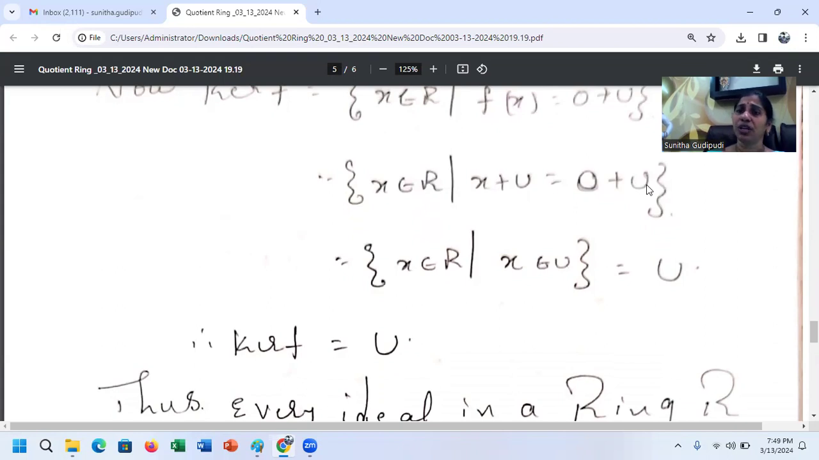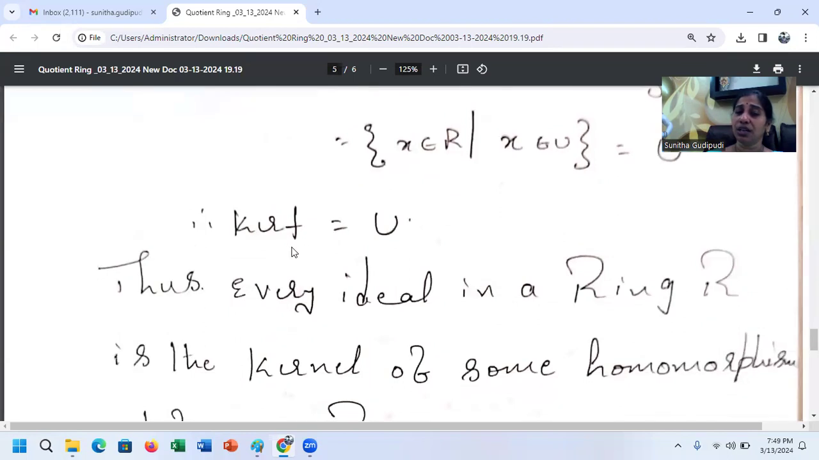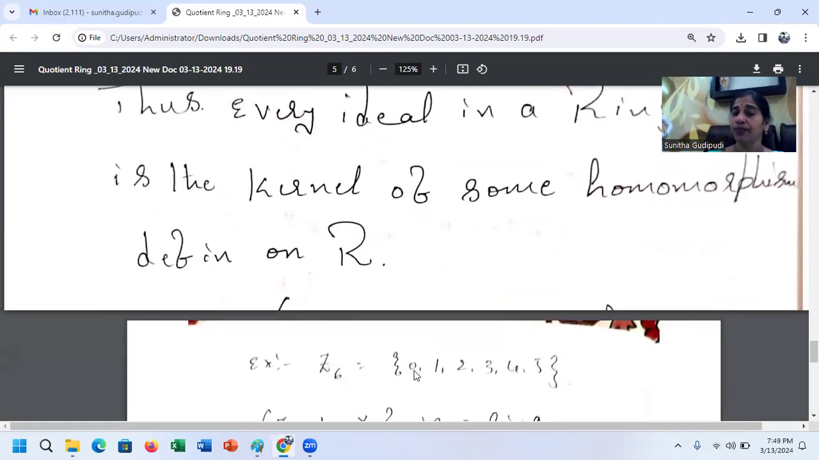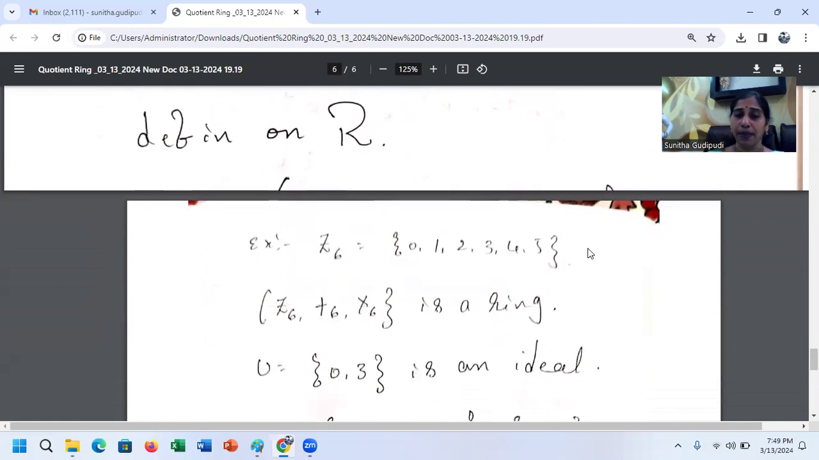We have proved h+H is equal to H if and only if h is an element of H. So from that property of cosets, the kernel is nothing but all x belonging to U, which is U. So kernel f is nothing but U itself. So what does this confirm for us? This confirms that every ideal in a ring R is the kernel of some homomorphism defined on R, we can conclude.